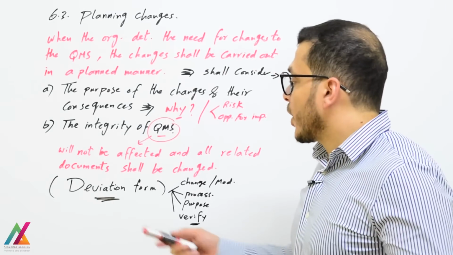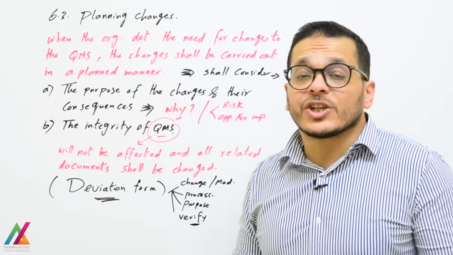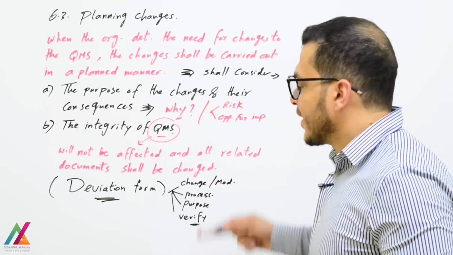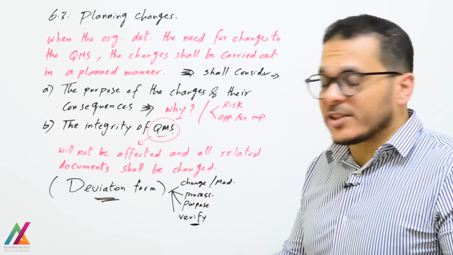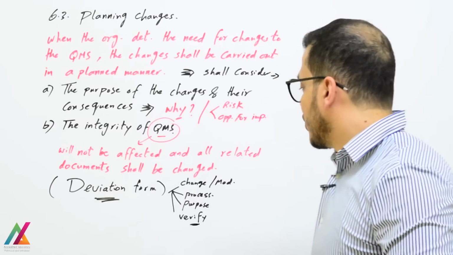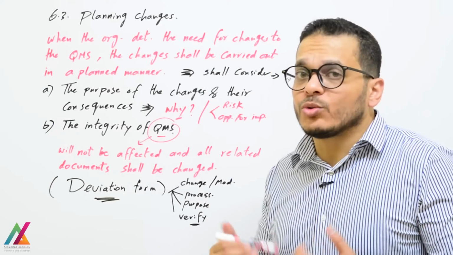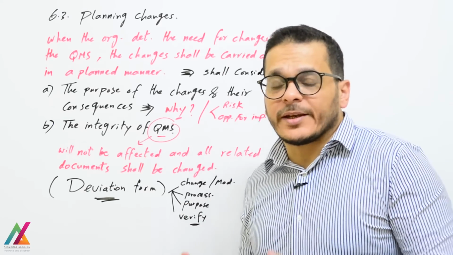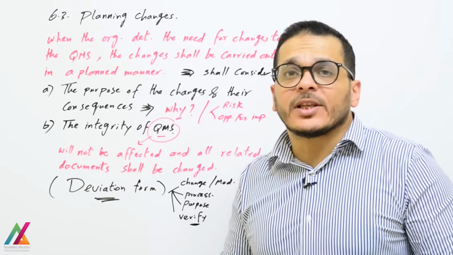And for this point, you can prepare a specific form, which is a deviation form. You will write in this form the change or modification that will be done, in which process you will have this deviation, and also the purpose, why we need to change, and it should be verified also by the quality lead or at the end by the top management.